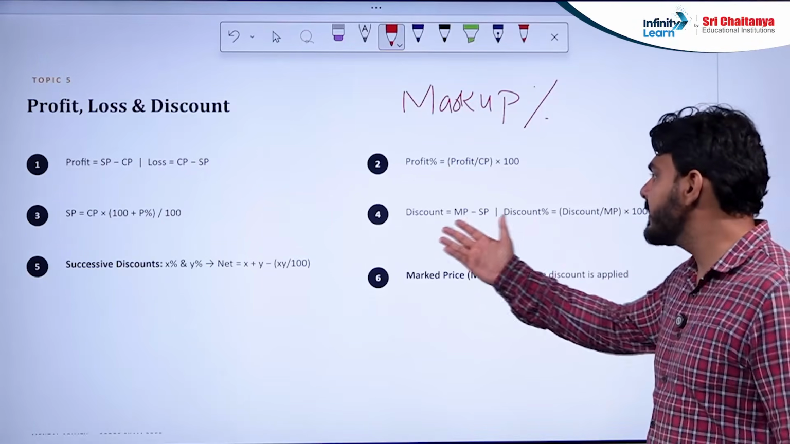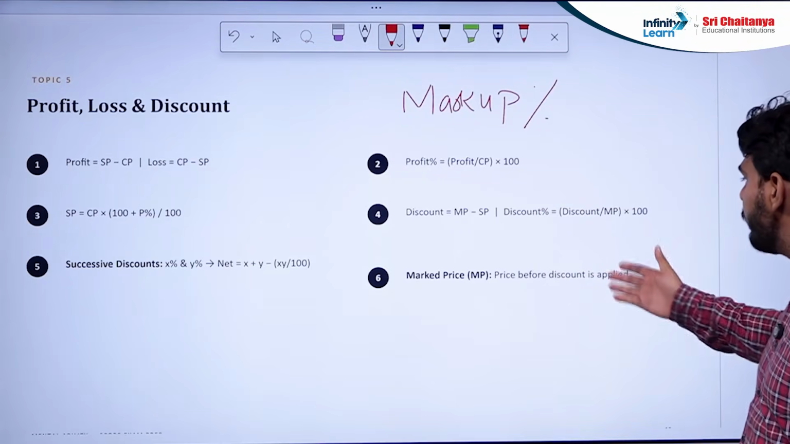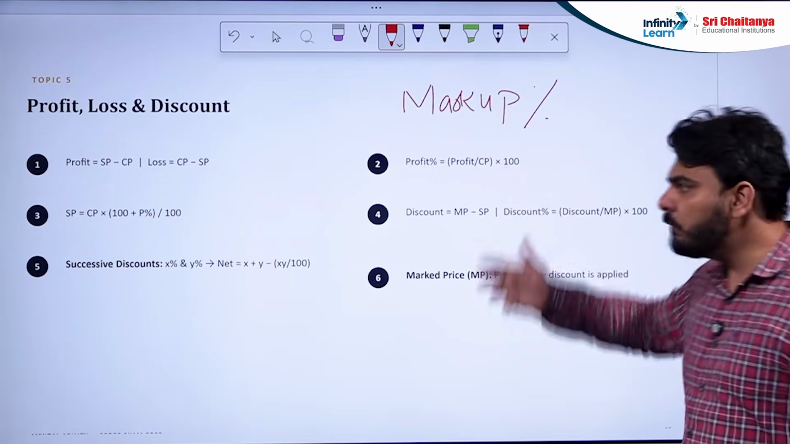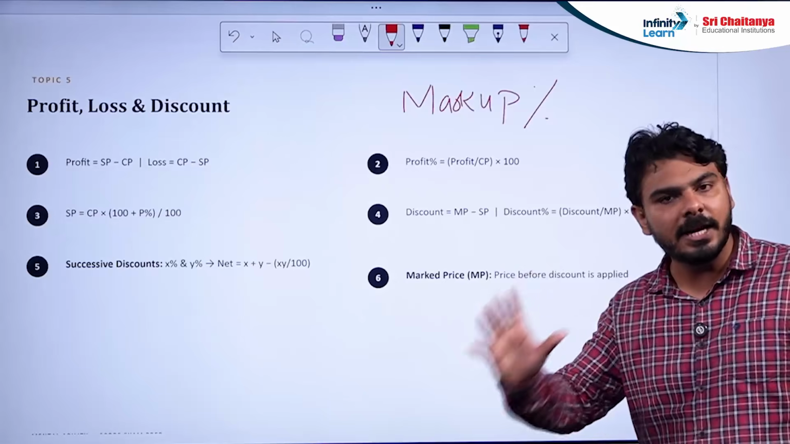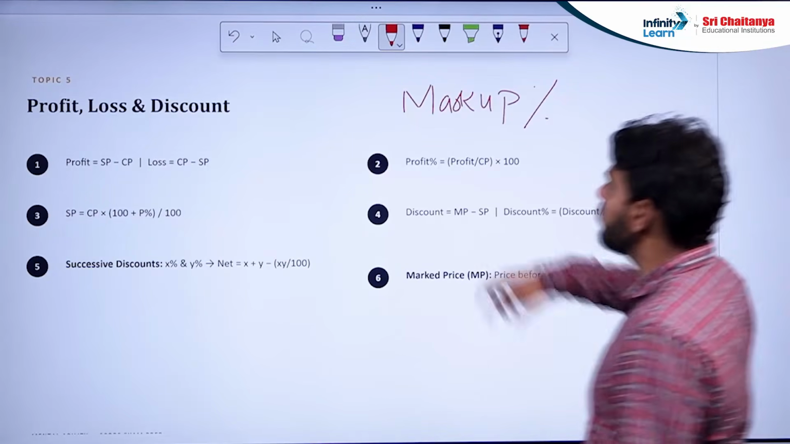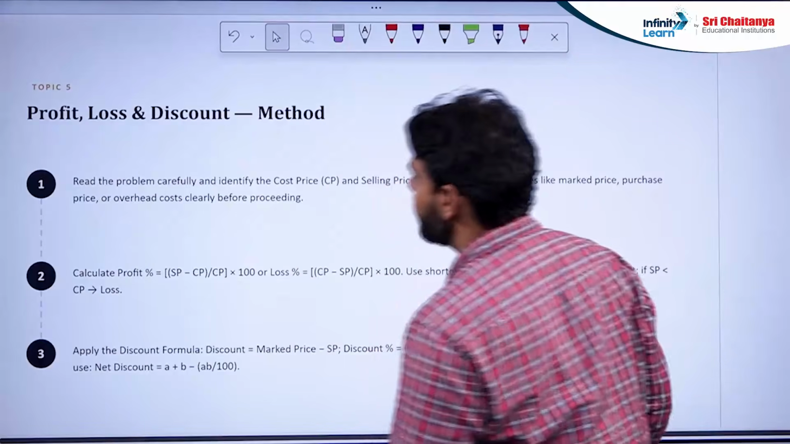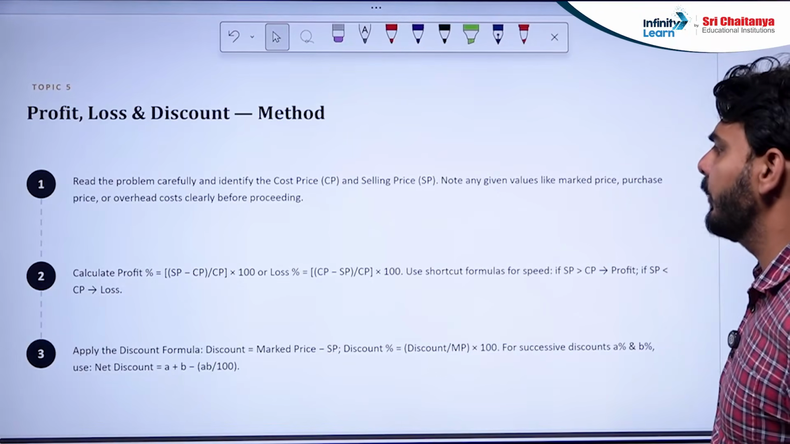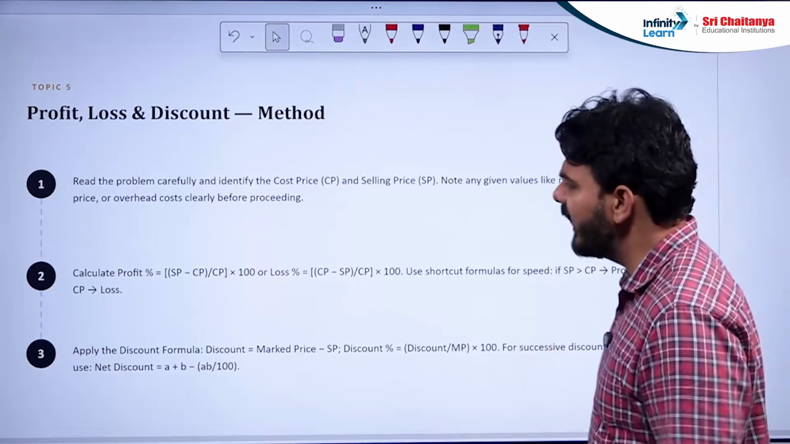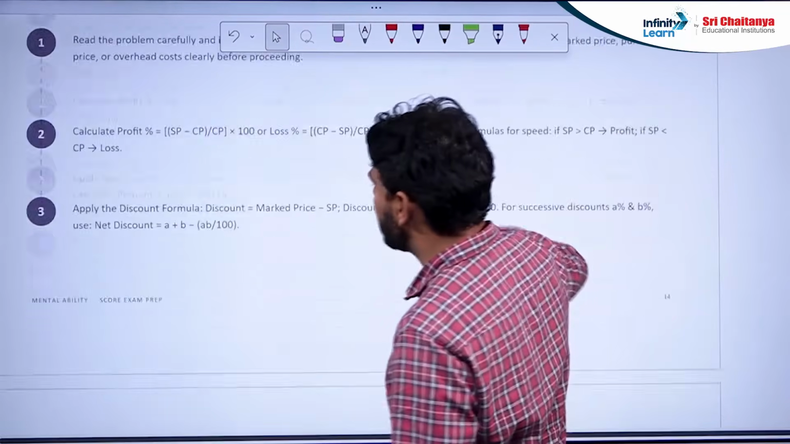A discount is mark price minus selling price. Mark price is the price before the discount is applied. I think you might have studied all of these concepts, but we will study all of these things in detail in class. The next topic is profit, loss and discount method. I will teach you about this in class only. So let us now move on to our next slide.